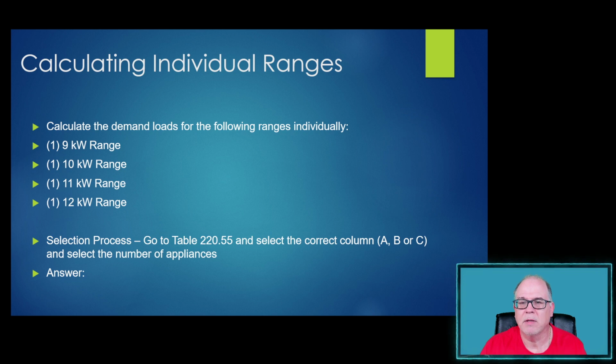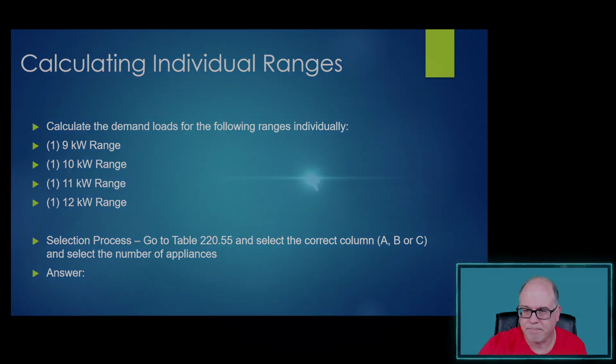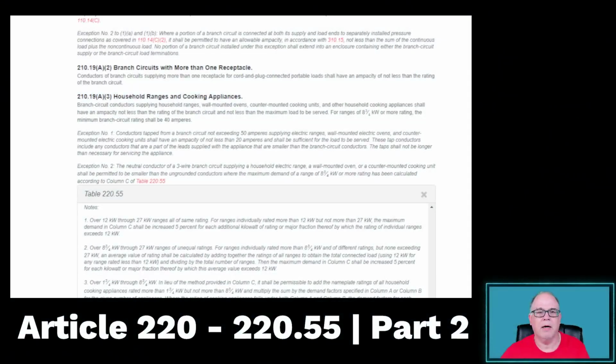220.55, the table, and we're going to select the correct column, A, B, or C, and select the number of appliances. Now, even though you see 4 here, we're just saying there's just one. We're not doing a multifamily dwelling here. We're just going to look at each one of these individually. So let's go to the NEC, and let me get over to that.